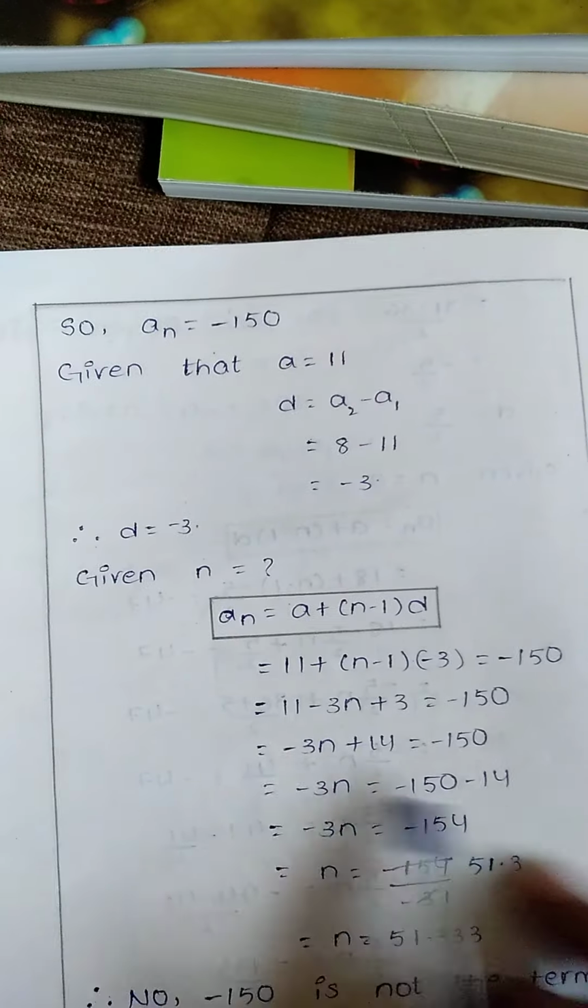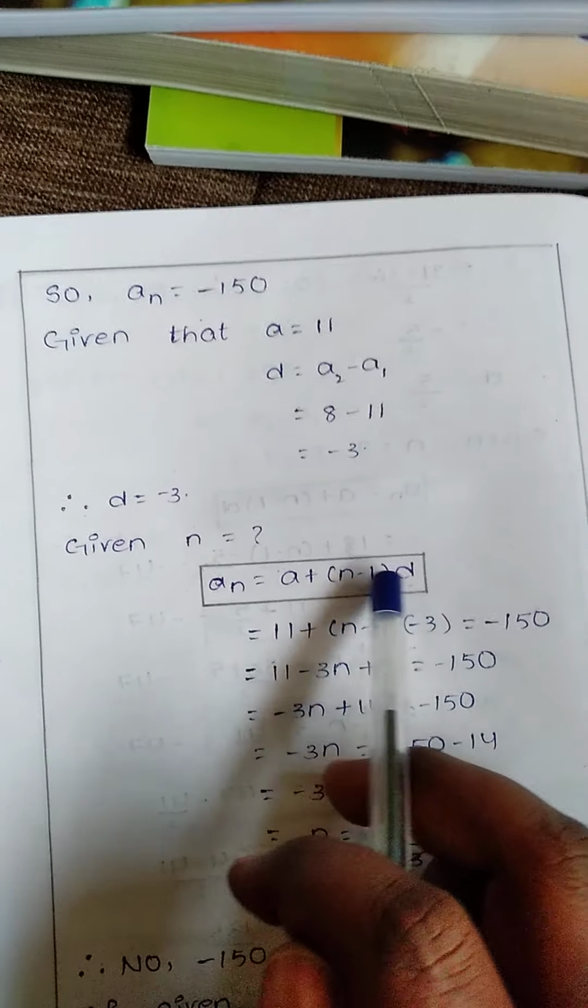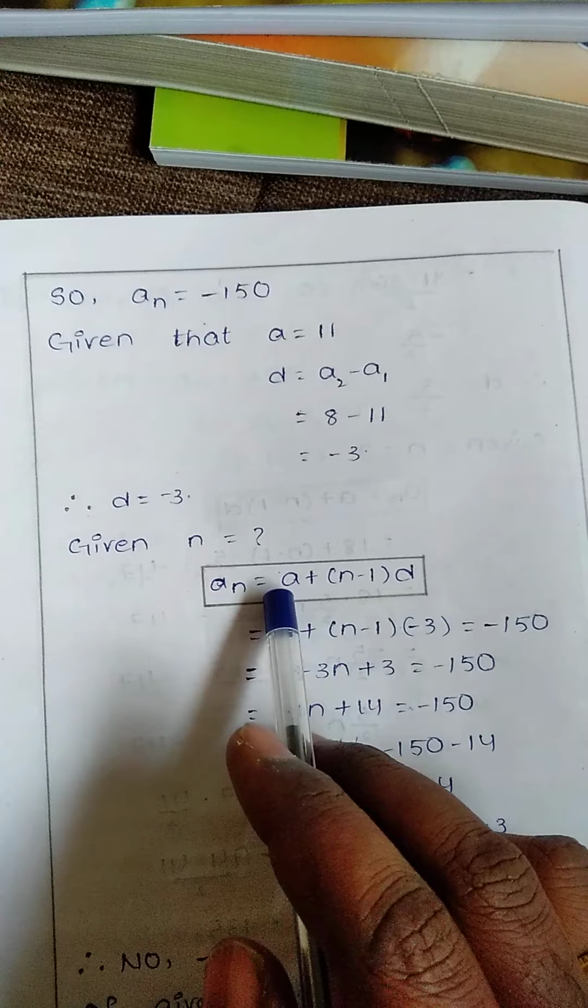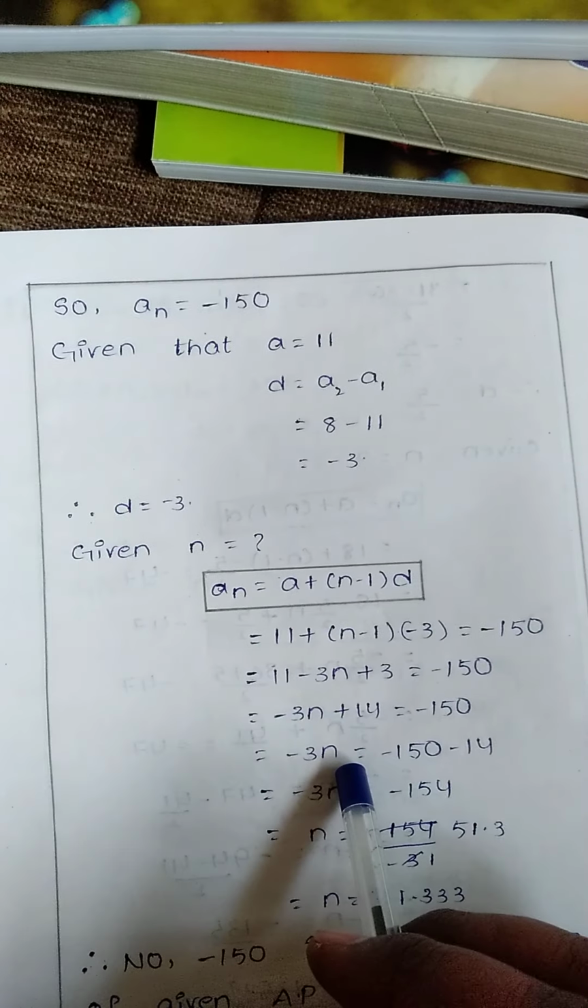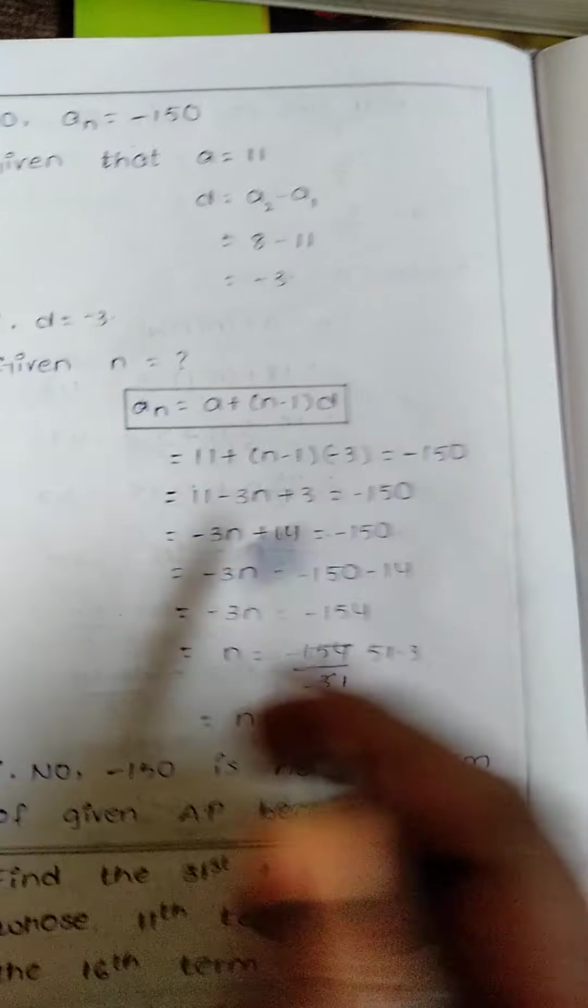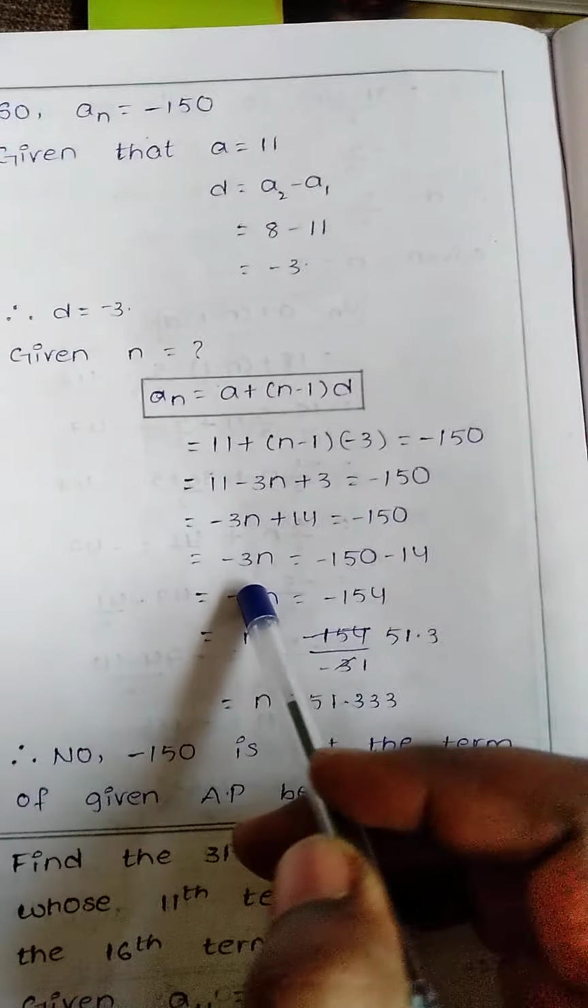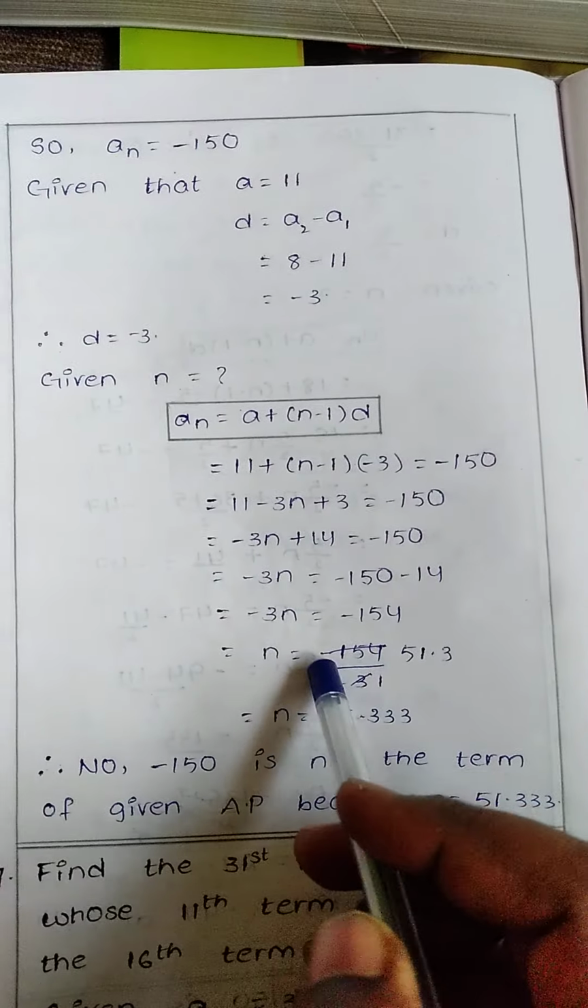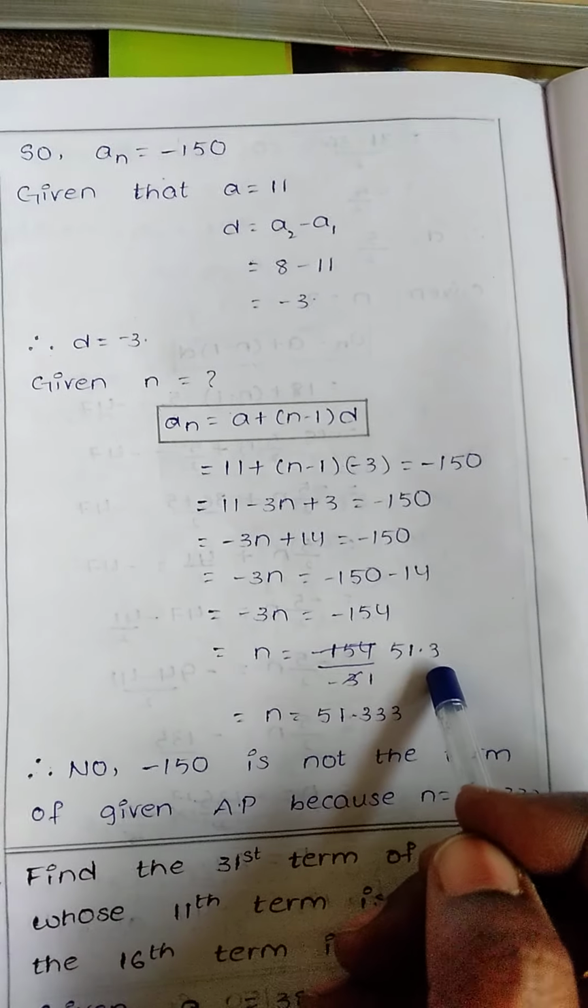See, An is equal to A plus n minus 1 into D. Substitute the A value and D value here, and in this you will get the value of n. I am not explaining the solution and elimination here. For finding n, you get the n value as 51.33.